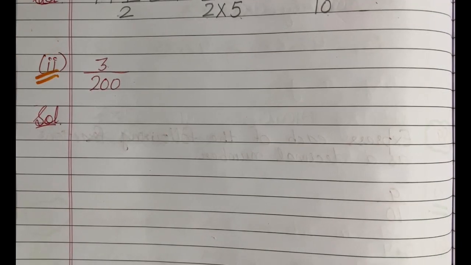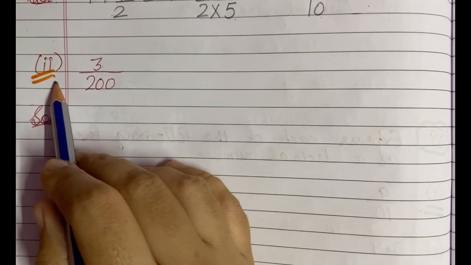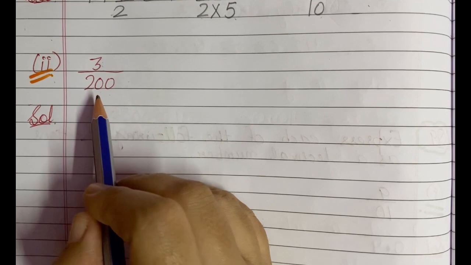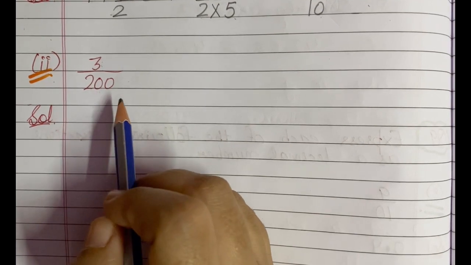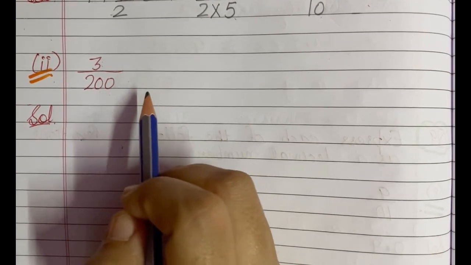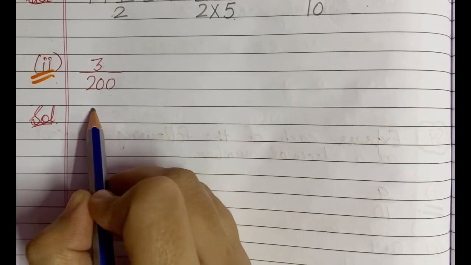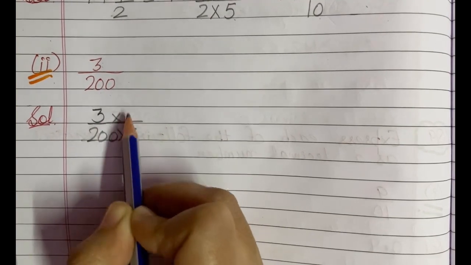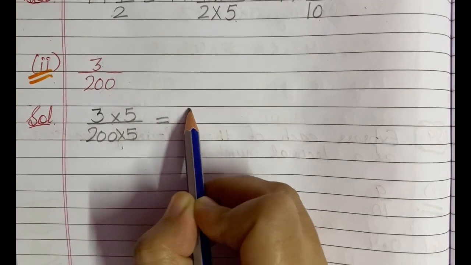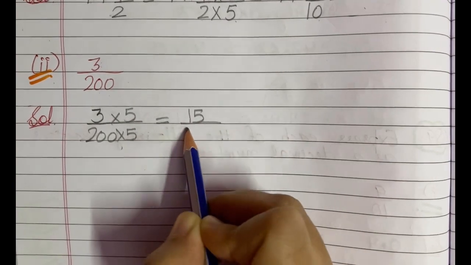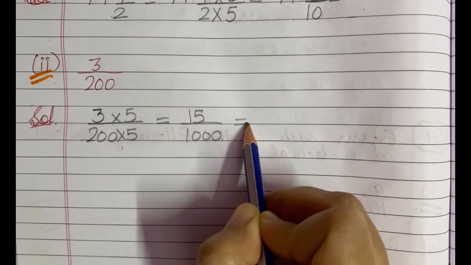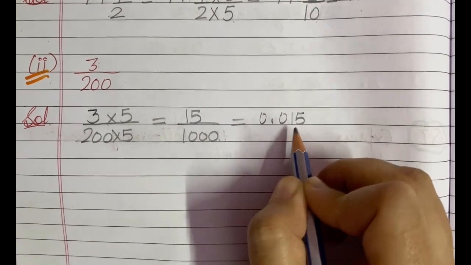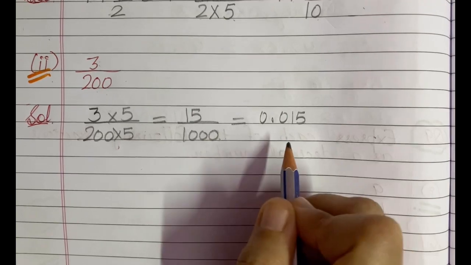Now students, next I have taken is second part of the same question, and it says that 3 by 200. Now students, we know that 200 multiplied by 5 is equals to 1000. So here we will multiply both top and bottom by 5. And on doing so, we will get 3 5s are 15, 200 5s are 1000. And on converting it into decimals, we will get 0.015 as an answer. Hopefully, it is clear to you.